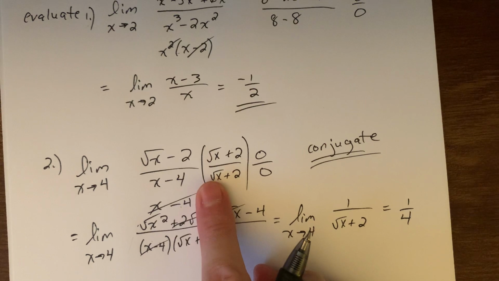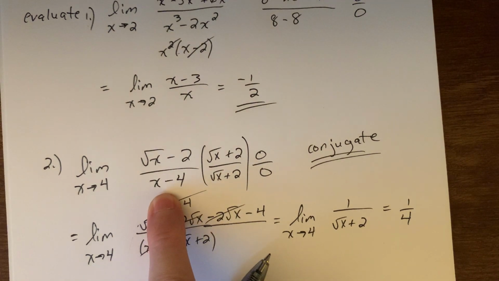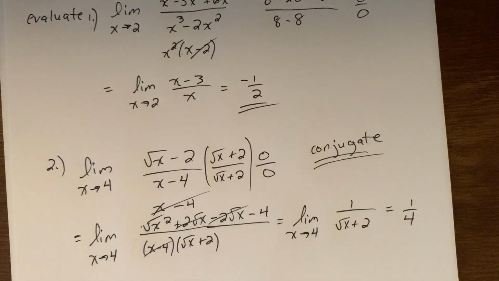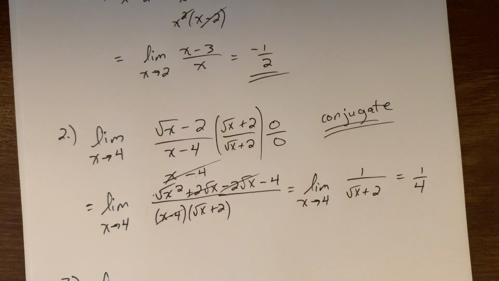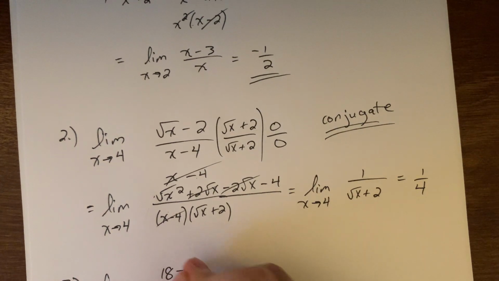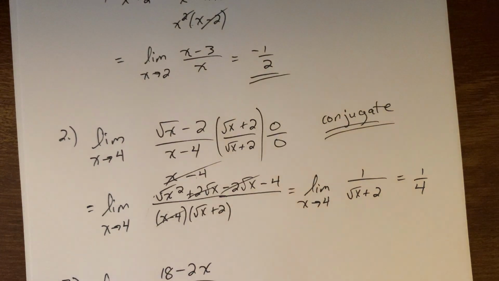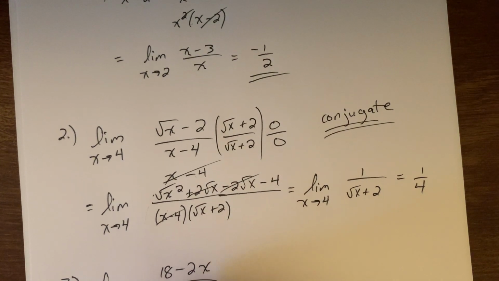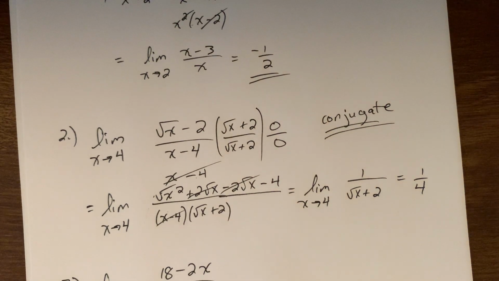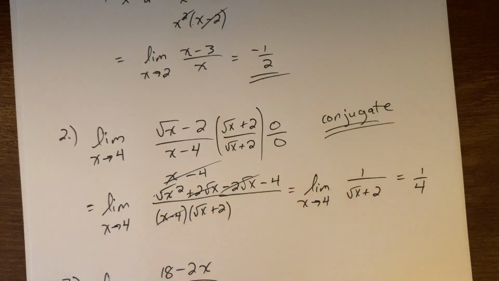Going back to the beginning, some people are really clever and can force this to be the difference of squares, factoring this as radical x minus 2 times radical x plus 2. But like I said, not easy to see, and it's not always quite so perfect. So let's do a follow-up. Let's take a look at number 3. Now let's take a look at the limit of 18 minus 2x all over 3 minus radical x, as x approaches 9.